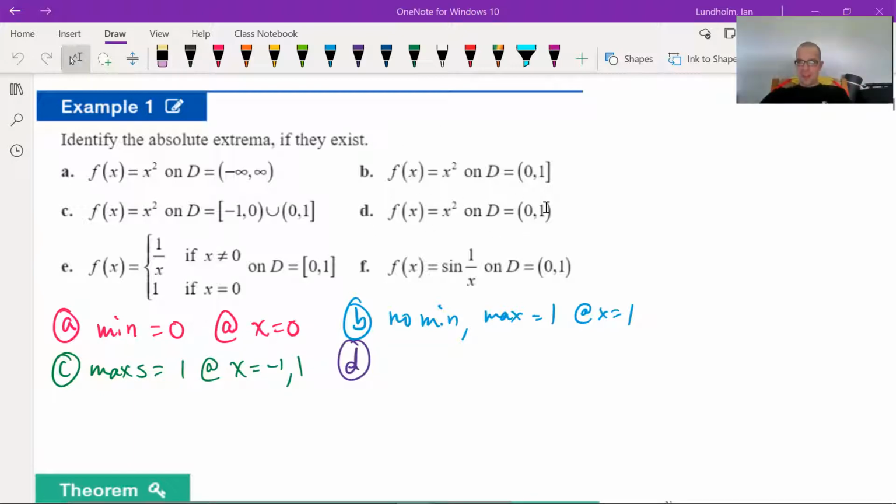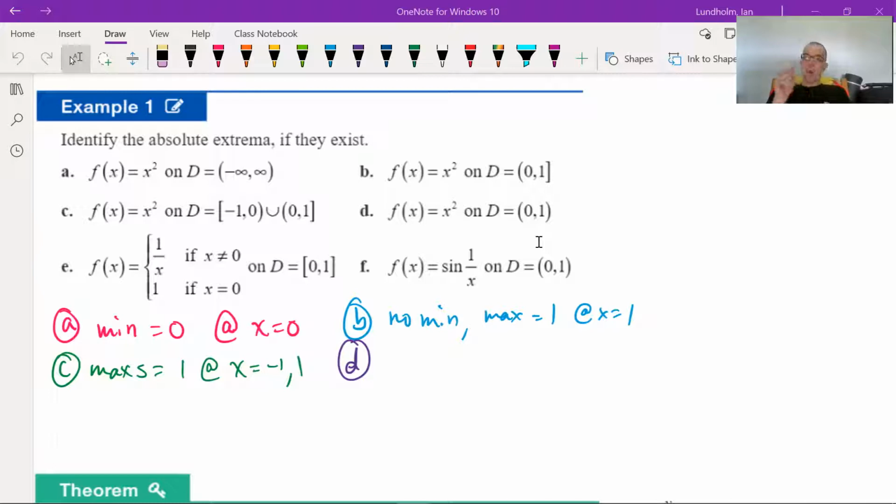All right, on this one, here we've got the open interval on both sides, meaning that, yeah, 0 is not part of the domain and 1 is not part of the domain. And on an open interval like this, we would be able to approach 0, or we'd be able to approach 1, but we'd never be able to get there. And so we can't label an absolute max or min. So no min or max for part D.